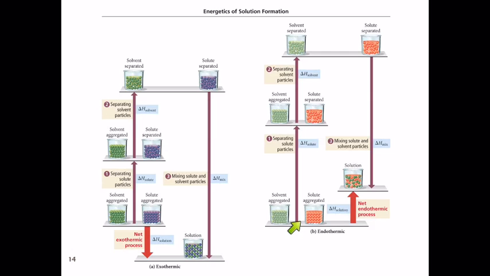In this example, again, we take the solute particles and separate them. That requires energy. We separate the solvent particles. That requires energy. And then when we allow them to interact with each other, energy is released. But here, the amount of energy released is smaller than the energy that had to be absorbed. And so this is a net endothermic process. Energy goes in to make that solution form.